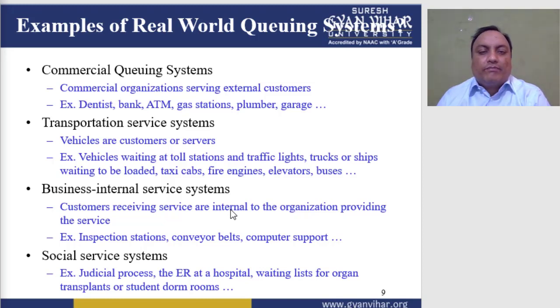And the transportation service system includes vehicles and customers or servers. For example, vehicles waiting at toll stations and traffic lights, trucks or ships waiting to be loaded, taxis, cabs, fire engines, elevators, buses, and the business internal service systems, where customers receiving service are internal to the organization providing the service.